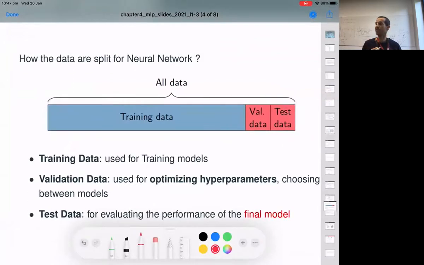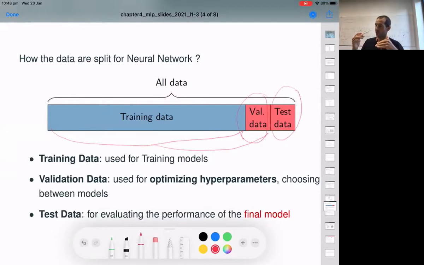Keep in mind that for neural networks, we split our data in three: the training data, the validation data, and the test data. During the optimization process, we use the training data and the validation data. The test data, we don't touch. The training data and the validation data are used during the optimization for choosing the best hyperparameters of your model.